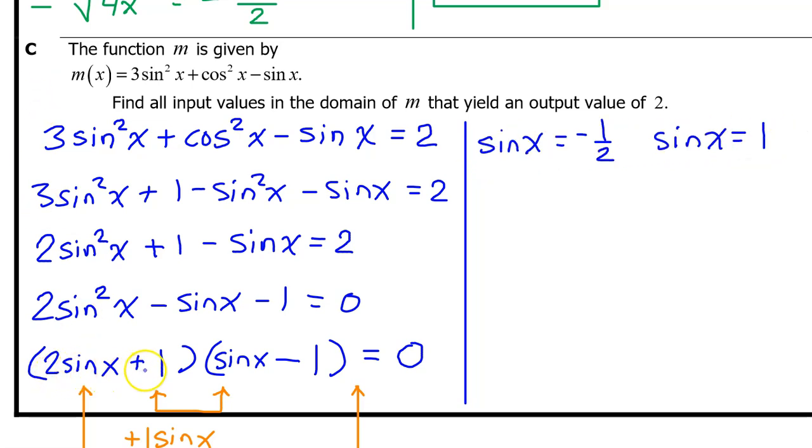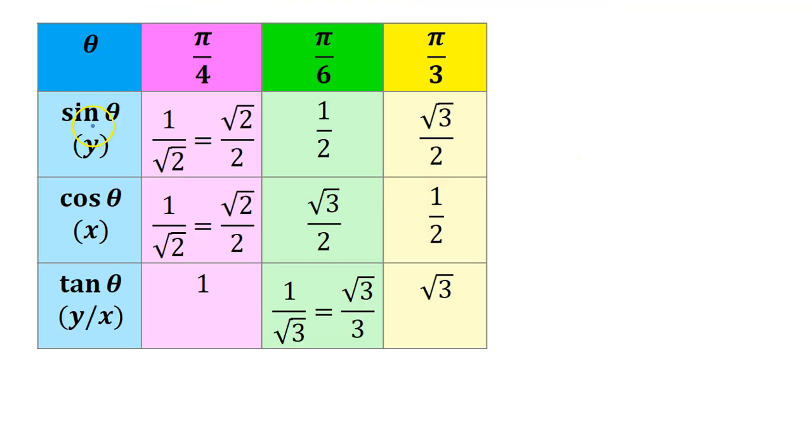If we set 2 sine x plus 1 equal to 0, we will subtract 1 and divide by 2. So we get sine x is equal to negative 1/2. Setting sine x minus 1 equal to 0, we add 1 to both sides, and we get sine x equals 1. Ignoring the negative sign for a minute, we know that the reference angle for this first equation is pi over 6, because we have memorized that the sine of pi over 6 is 1/2. That's right here on the chart.